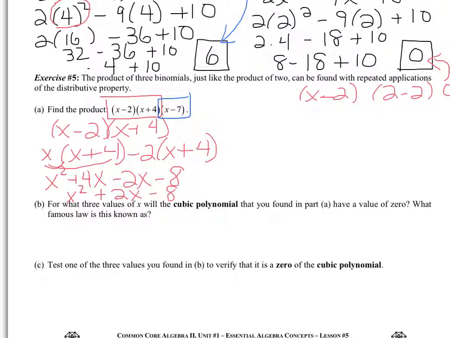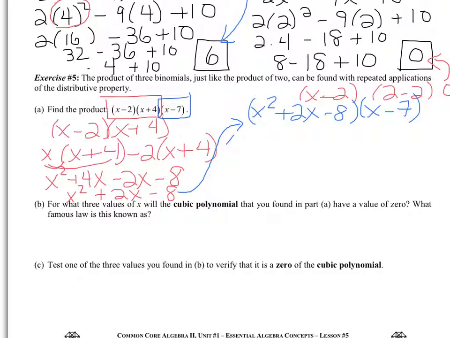binomial. So what I'm going to do is I'm going to take the answer I got from the first two, the trinomial x squared plus 2x minus 8, and I'm going to multiply that by the x minus 7. FOIL won't work here. I don't have just a first, outer, inner, last. So I'm going to stick again to my double distributive, although in this case it's going to be triple distributive.